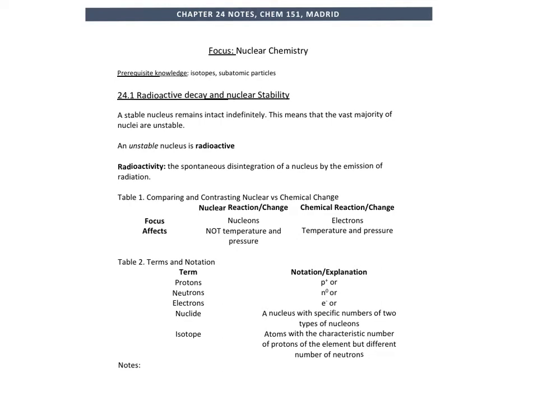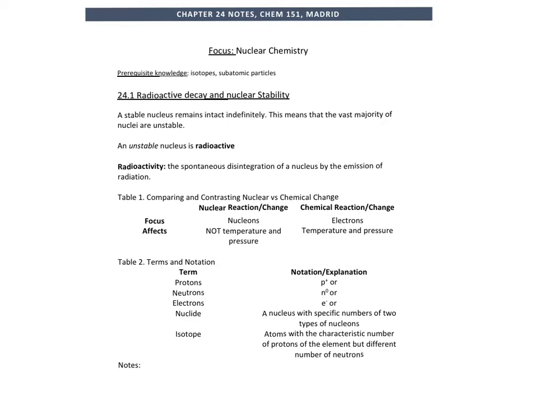Okay, so for section 24.1, our focus is radioactive decay and nuclear stability. So a stable nucleus remains intact indefinitely. So it's going to remain together. It's not going to fall apart. It's not going to disintegrate. This means that the vast majority of nuclei are unstable because over time they do degrade.